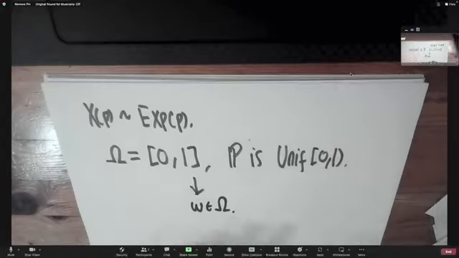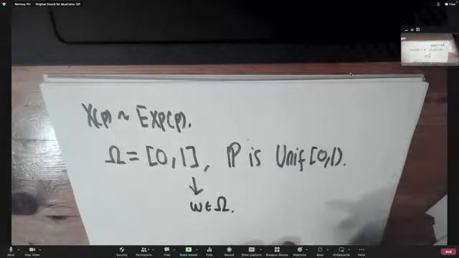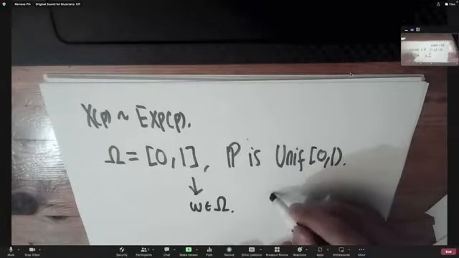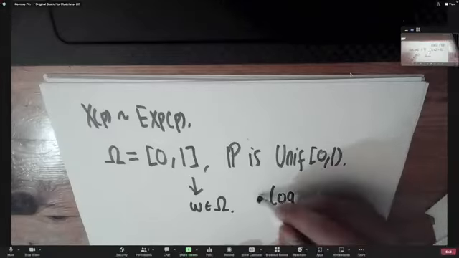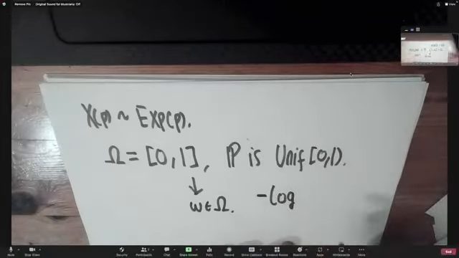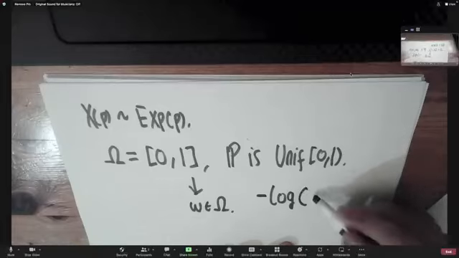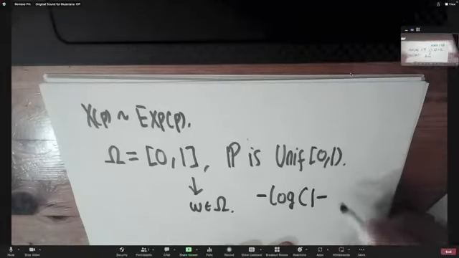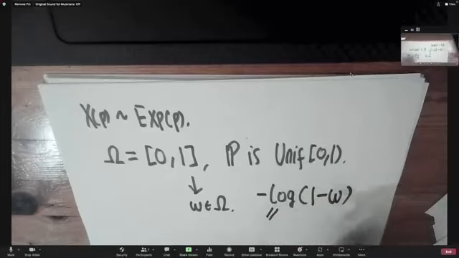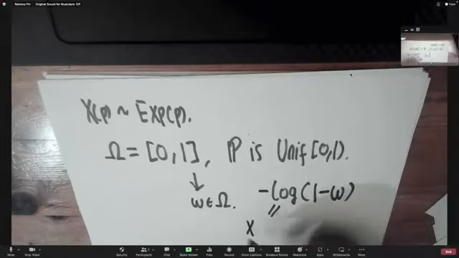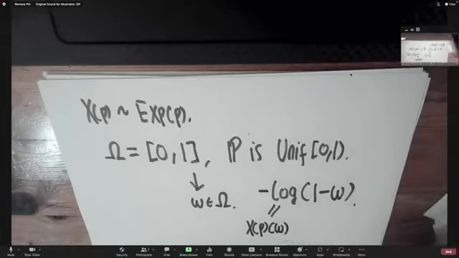And then it turns out that the function for an exponential distribution looks like, I think it's log, maybe negative log? It should be negative log. The negative log of a uniform. And I could also just write omega here. I'm writing 1 minus omega. But this is x of P of omega. So it'll become more clear if I try and show you in code.